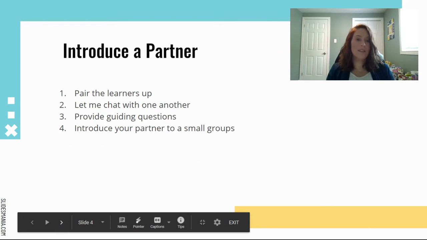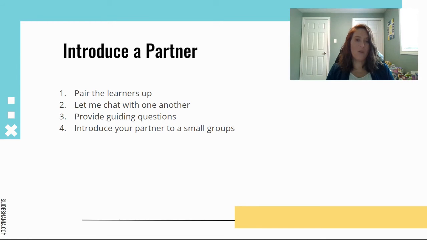A second one, and this one can be great at the beginning of a quadmester, is the idea of introducing a partner. Pair the learners up. So put them into pairs. They can use breakout rooms. They could use a chat feature, lots of different opportunities. Give them some time to chat. One thing you can do is actually have a visual timer so they can say, you've got 5 minutes just to chat with one another.